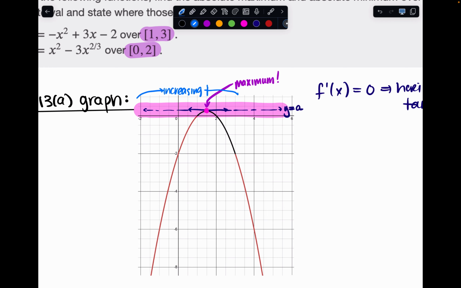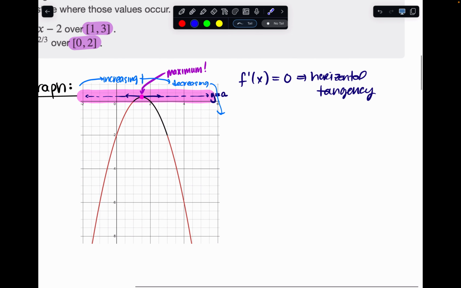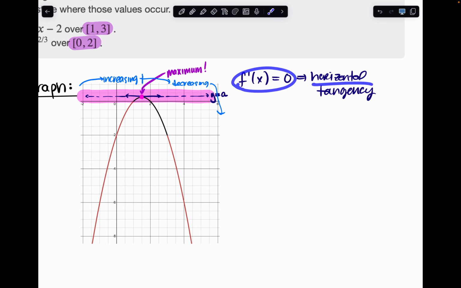And on the right of this maximum, the function is decreasing. We're going to use that observation and that fact in class to determine minimums and maximums without the graph. But for now, we're looking at the graph. And again, where f prime equals 0, there is a horizontal tangency. We see where that point is.